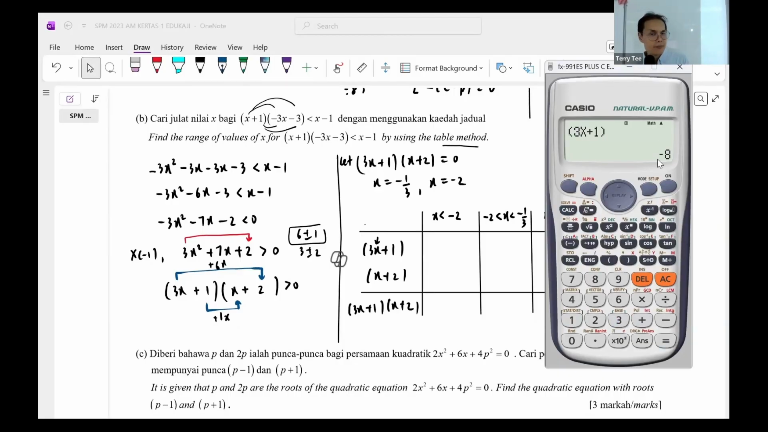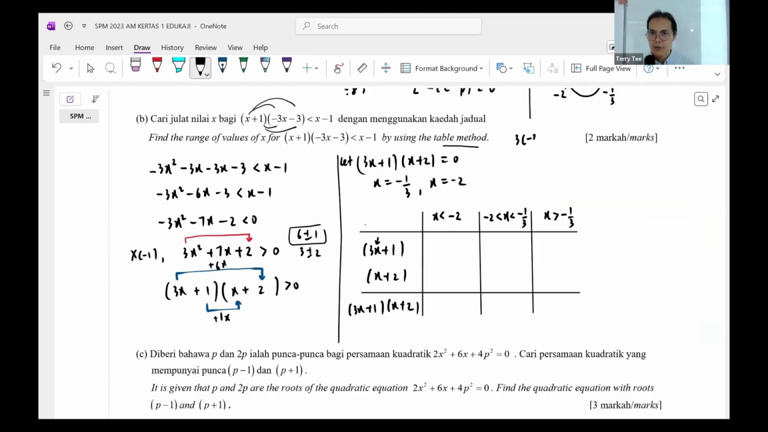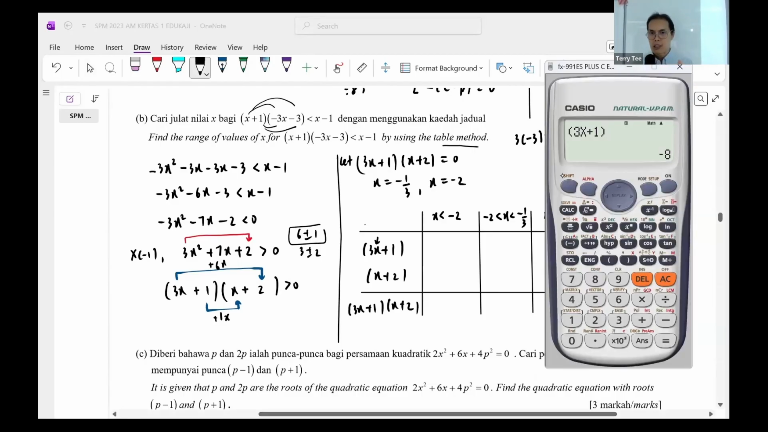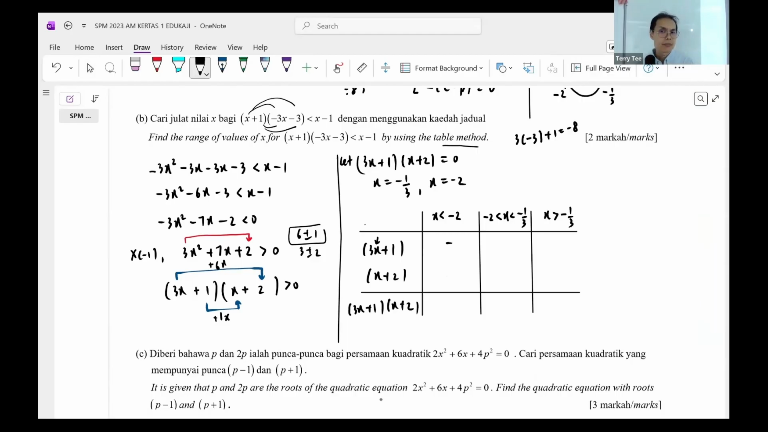You notice it's negative. So if you don't know what I'm talking about, it's this. We put a number inside, -3. You plus 1, you get -8, which is what I've shown you in your calculator. So the exact value is not important. The important thing is the sign. -8 is a negative value.